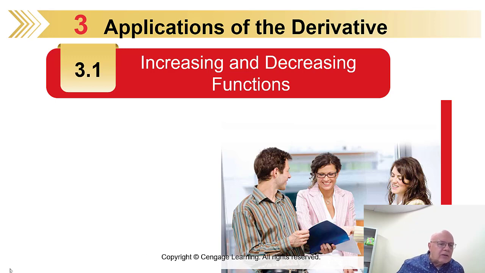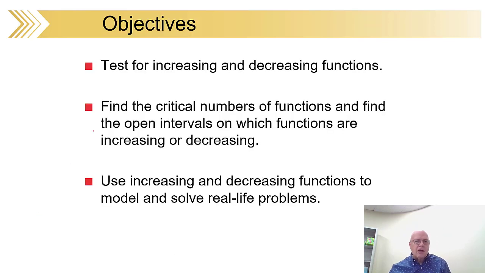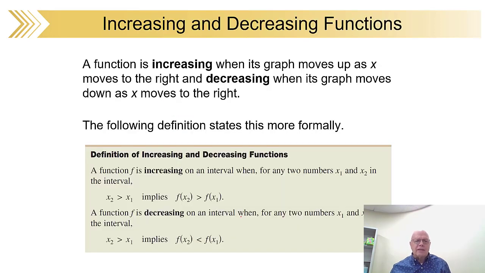Let's see where, there we go. Need to set up the pen, right? And I'm ready to go. All right, so here are the three things we're going to focus on. Testing for increasing and decreasing functions, finding the critical numbers, which will allow us to find where that function is increasing or decreasing. Then we'll hit a real-life problem. It's always good to do that.